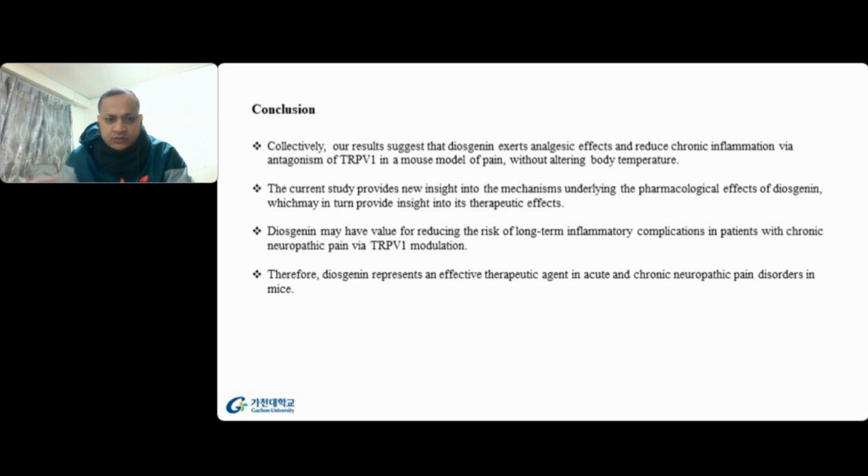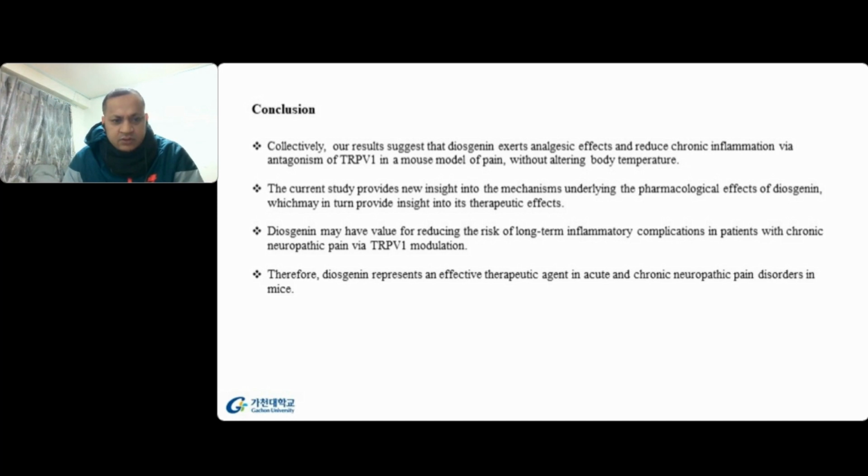So in conclusion, our results suggest that Diosgenin exerts an analgesic effect and reduces chronic inflammation by antagonism of TRPV1 in a mouse model of pain without altering body temperature. So no body temperature change. This is the main thing: the proposed TRPV1 antagonists cause temperature problems, some inducing hyperthermia, some hypothermia. But Diosgenin didn't change body temperature significantly.